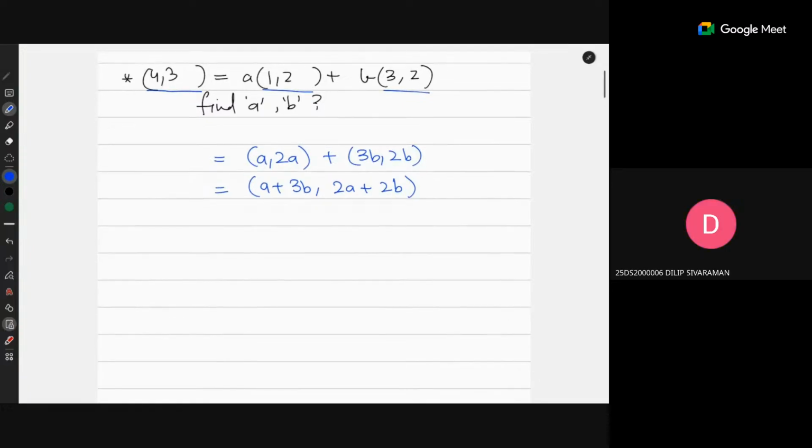Just wanted to ask you, is it possible to break down any vector into this form?